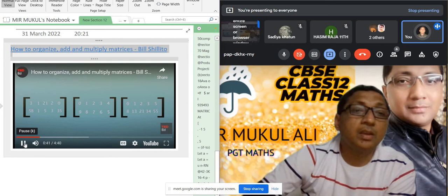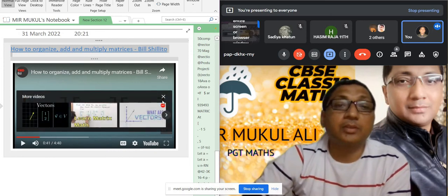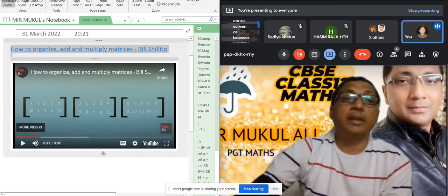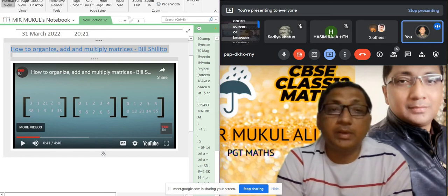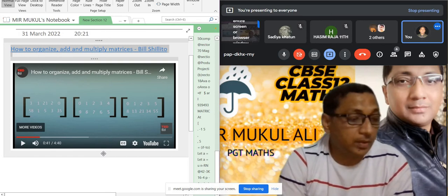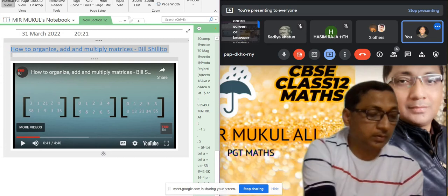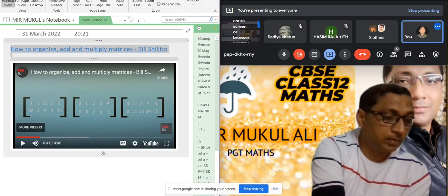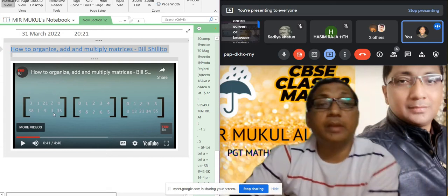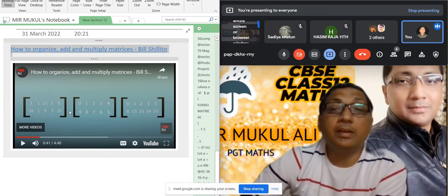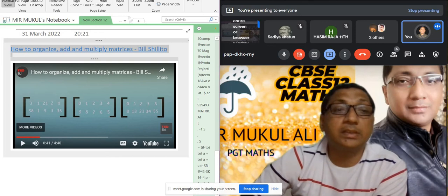Matrices are everywhere. That means what is actually matrix? The rectangular array of numbers or functions. Okay. So when we'll arrange numbers or a function, that is called matrices or matrix.